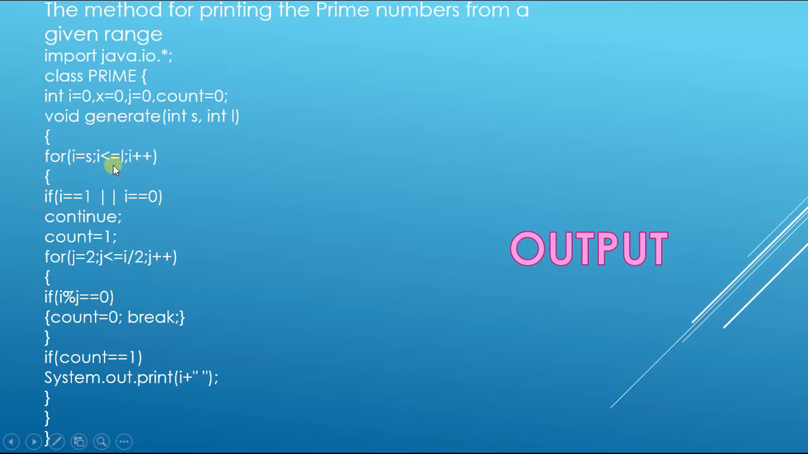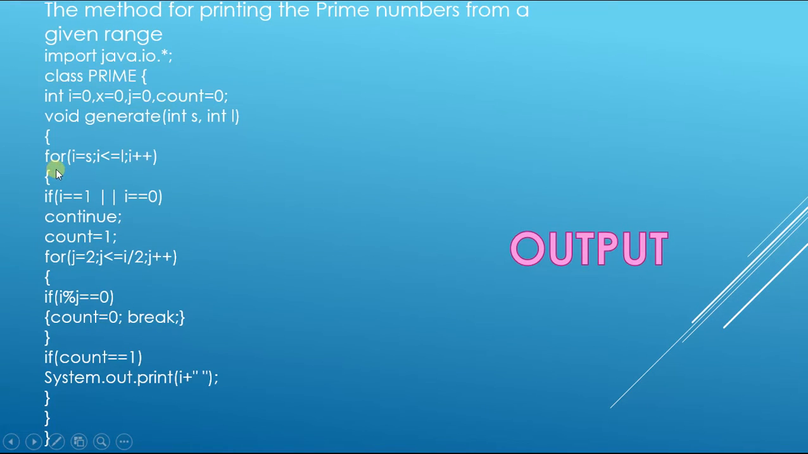And now what happens? First of all, we see whether this i is equal to 1, or i is equal to 0, with the or symbol over here. So we are trying to find out whether the number accepted, from where the range counts, is 1 or 0. If it encounters 1 or 0, it will continue, meaning going back to the for. It will not go on executing, it will go to the for from where we started.